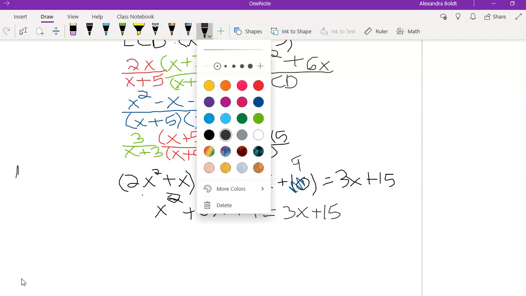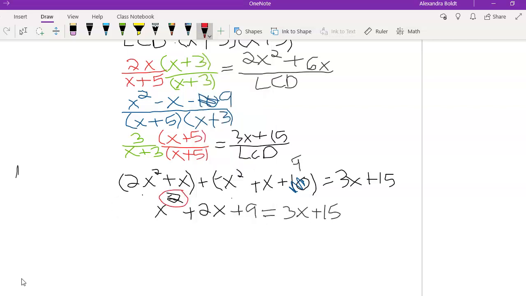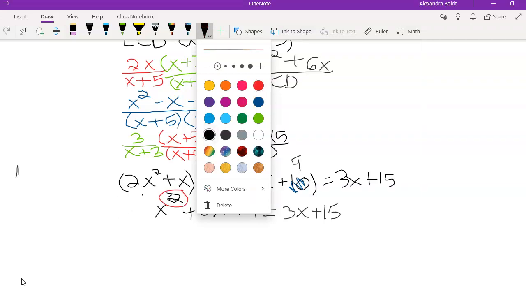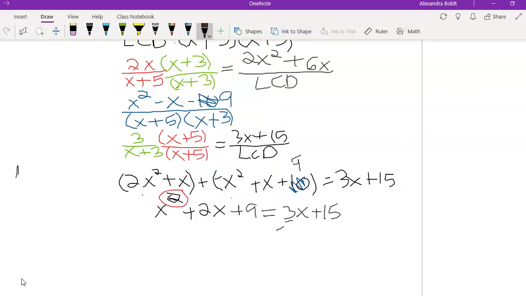Okay, now the thing we want to make a note of is this is a quadratic. So when it's a quadratic, we have to set it equal to 0 and factor. So we get x squared minus 1x, then we have minus 6. Equals 0.